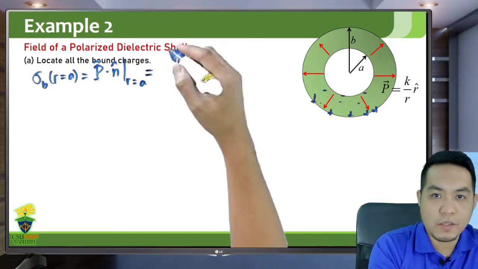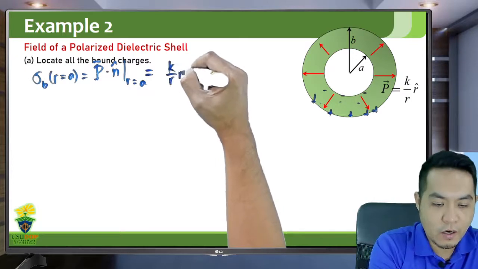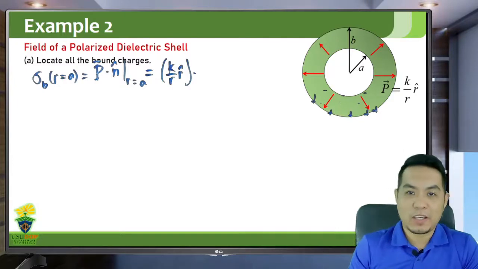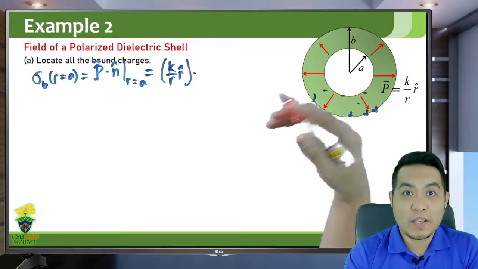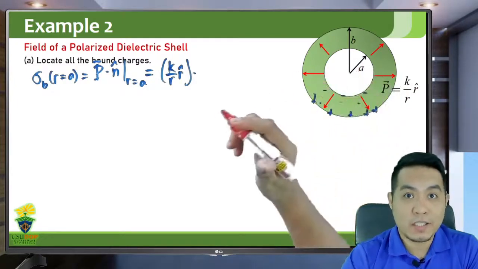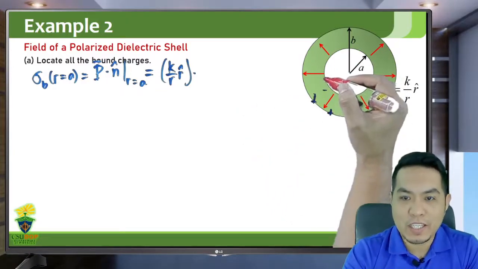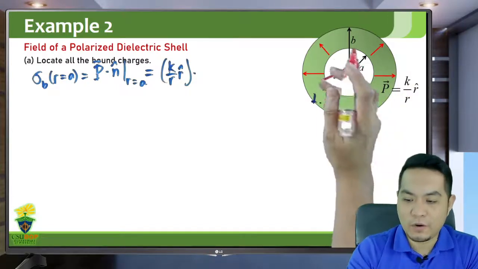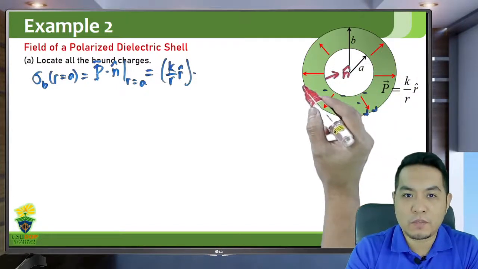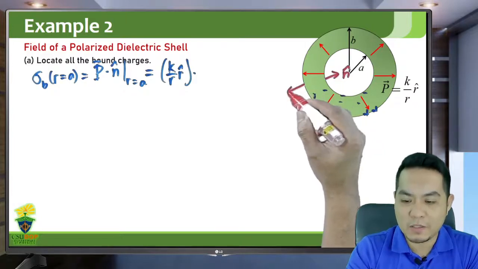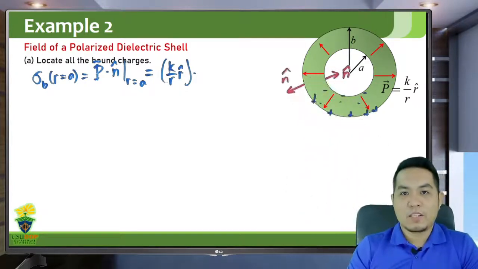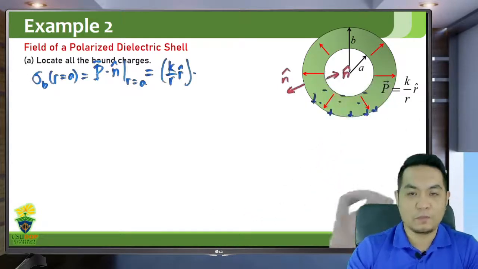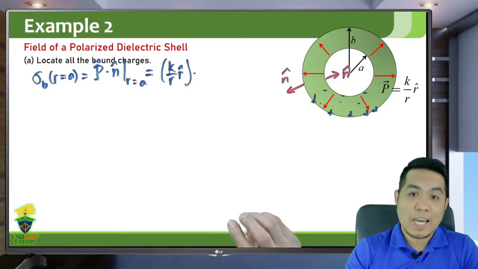So the polarization is just K over R hat. And what is n hat? This is very tricky. N hat is always perpendicular to the surface and it's out of the surface. In this case, n hat is actually going to the center. That is n hat for the R is equal to A surface. For the R is equal to B surface, this is actually n hat. So n hat is always away from the surface or away from the volume.